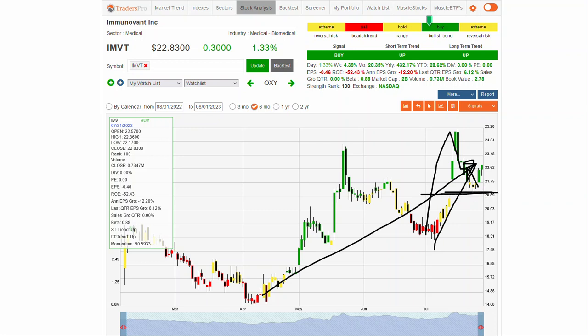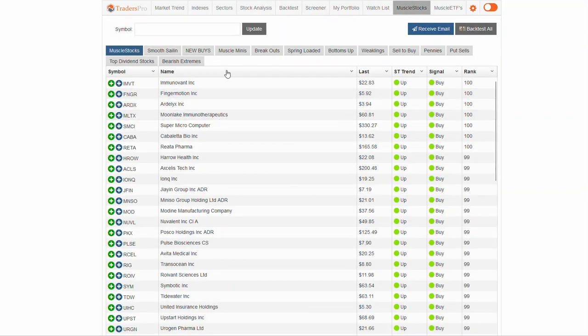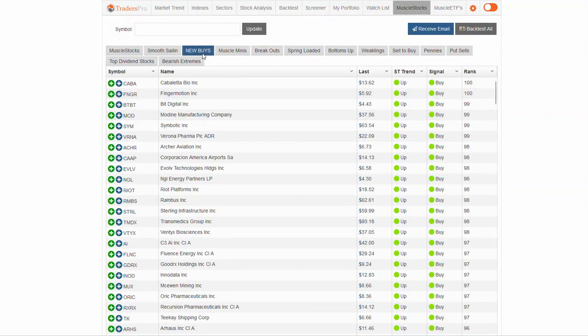So this is an example of exactly what we would want to see on a strong stock moving higher as we're getting new confirmation bars. Now this got a new buy confirmation bar yesterday. It wasn't in the new buy list. Now remember, anything in the new buy list is only going to show up if it's gone from a hold to a buy. Okay, this tab right here.